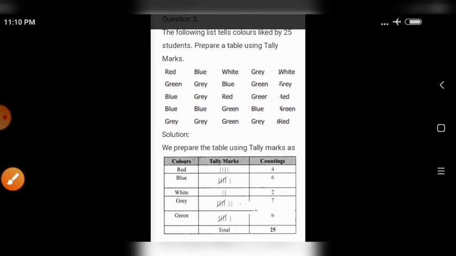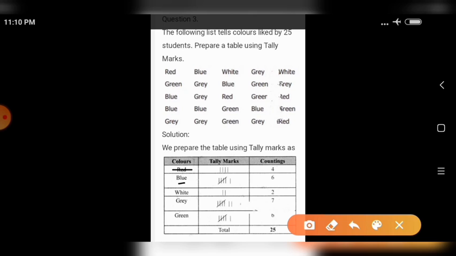Next, third sum. The following list tells the colors liked by 25 students; prepare a table using tally marks. Same way, here the given colors are red, blue, white, grey, and green. How many red colors are there? 4 red colors: 1, 2, 3, and 4. And then blue color 6, white color 2, grey color 7, and green color 6.